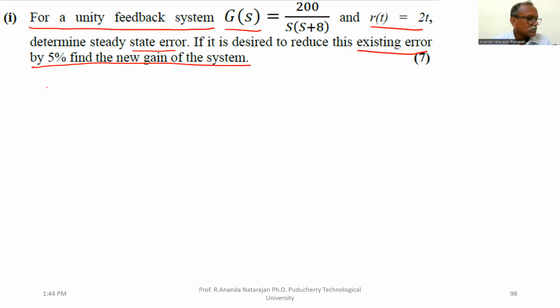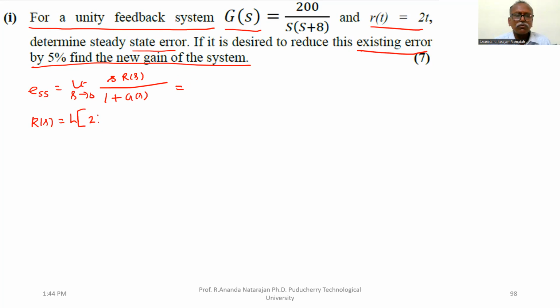So what is e steady state equal to? e steady state equals limit s tends to 0 of s R(s) upon 1 plus G(s). R(s) is the Laplace transform of 2t, that is equal to 2 by s square. Therefore, s multiplied by 2 by s square, whole divided by 1 plus 200 upon s multiplied by (s plus 8).